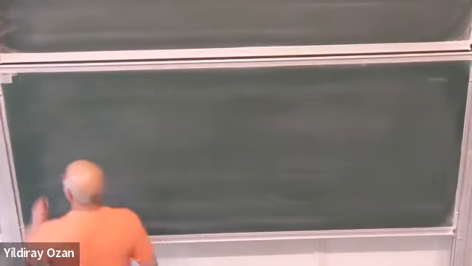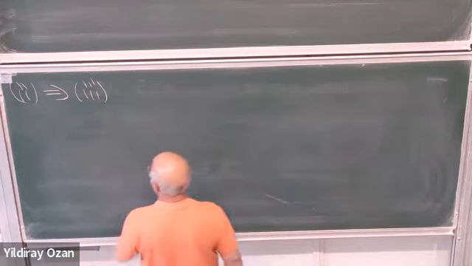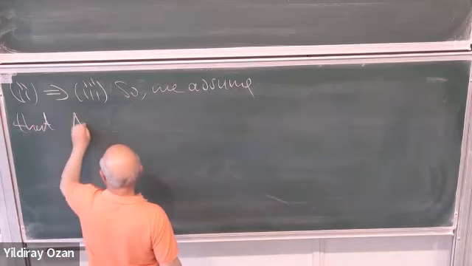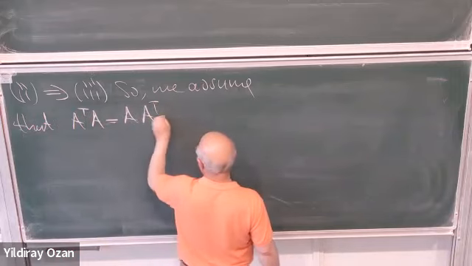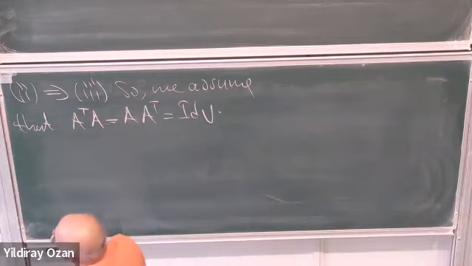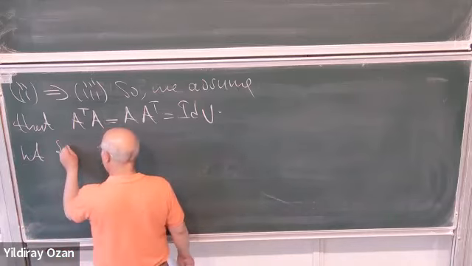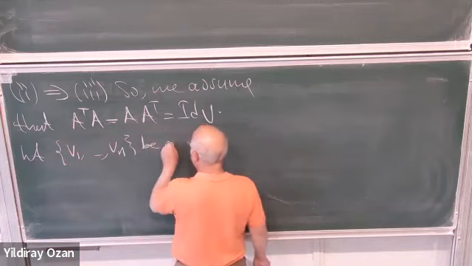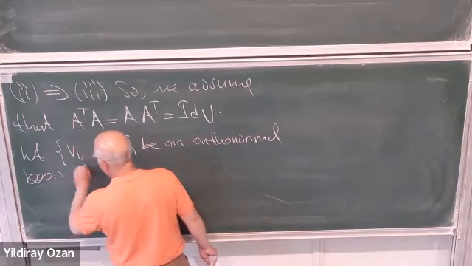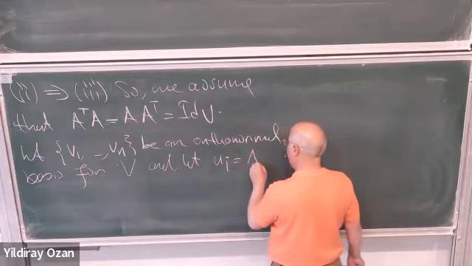Two implies three. So we assume that A transpose A and A A transpose are both identity operators, and we'd like to show three. What is three? A sends an orthonormal basis to an orthonormal basis. So let B1 up to Bn be an orthonormal basis for B, and let UI be just A times BI.